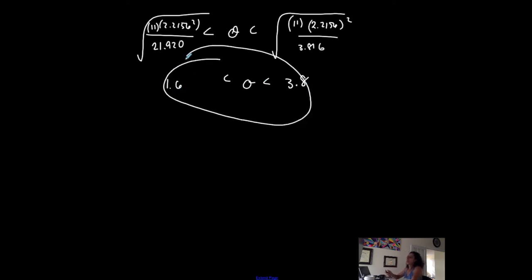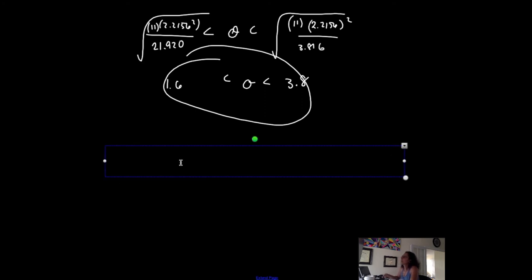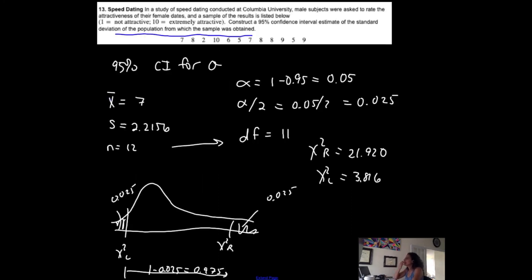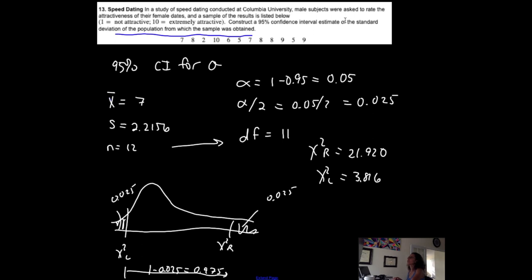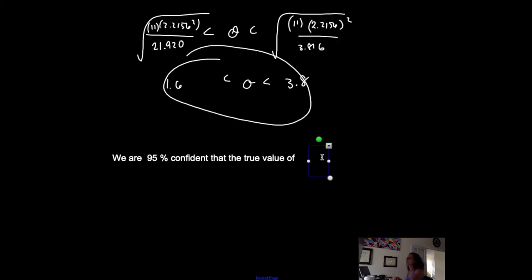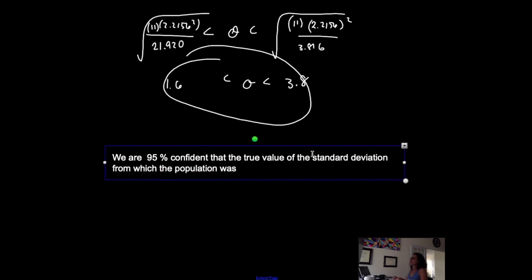So this is my confidence interval for this population standard deviation. And we say, let me go back to the problem. We are 95% confident that the true value of the standard deviation of the population from which the sample was obtained.